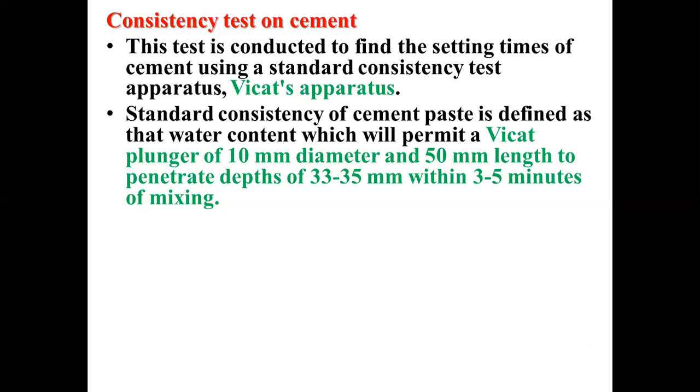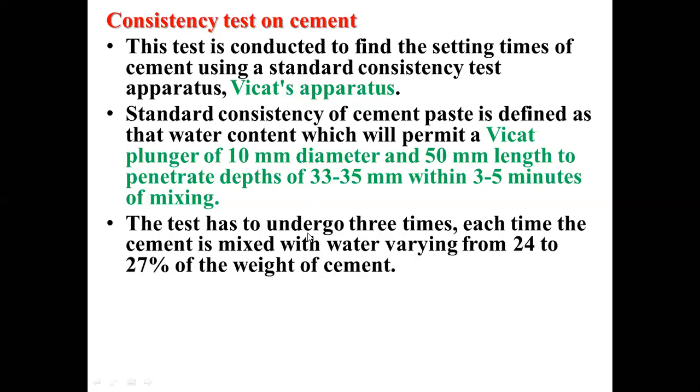Or if I got the penetration of 4 mm or 5 mm at 27%, then my standard consistency or normal consistency is 27%. That's the trial and error procedure we follow, until we get a penetration of 3 to 5 mm from the bottom, or 33 to 35 mm from the top. That percentage of water is called the standard consistency or normal consistency.